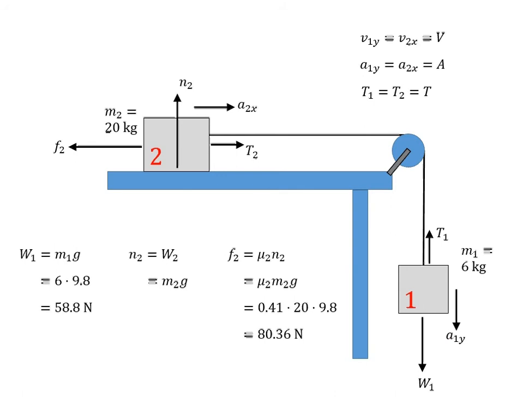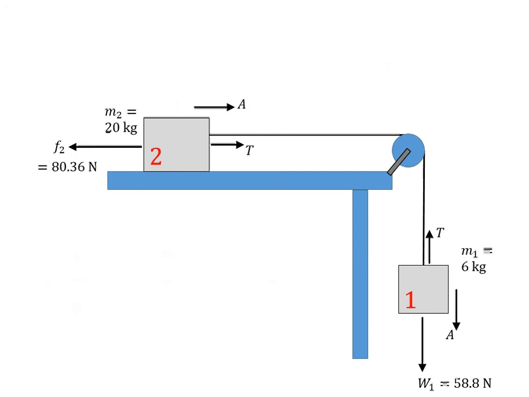Now I'm going to clean up the picture once again and put in the values that we know at this point. So that's kind of neat, thanks to PowerPoint. Now the accelerations are just called a. The forces: the weight, 58.8 newtons. The friction force, 80.36 newtons. The tension forces, now just referred to as T, have been put in.